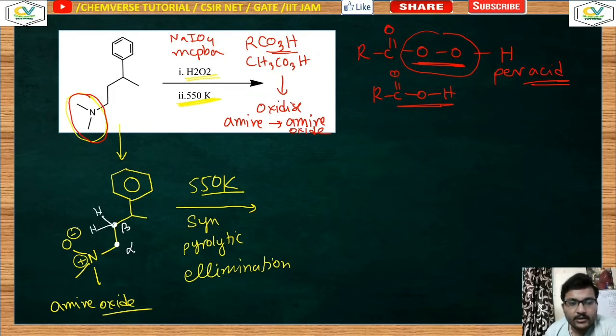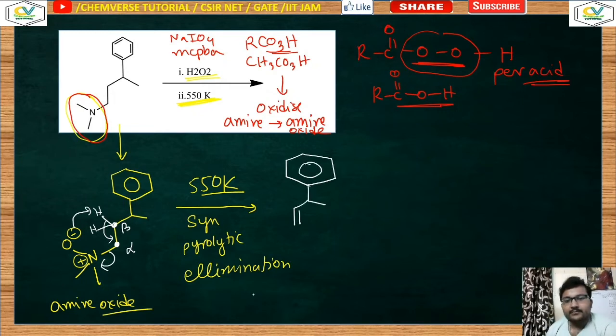Okay, it will abstract one hydrogen from them, which is syn, which has a syn geometry with respect to this N oxide. So it will abstract one hydrogen from here. So this will form a C double bond C over here, and this will remove from the system. Similar kind of syn pyrolytic elimination is occurring, and this will be your product. This is your product. Clear?